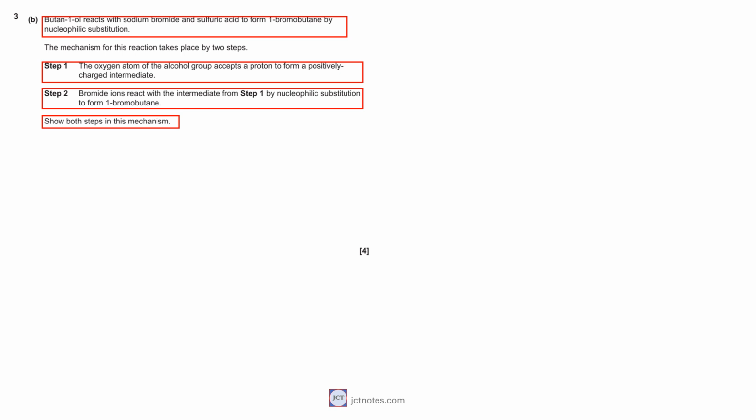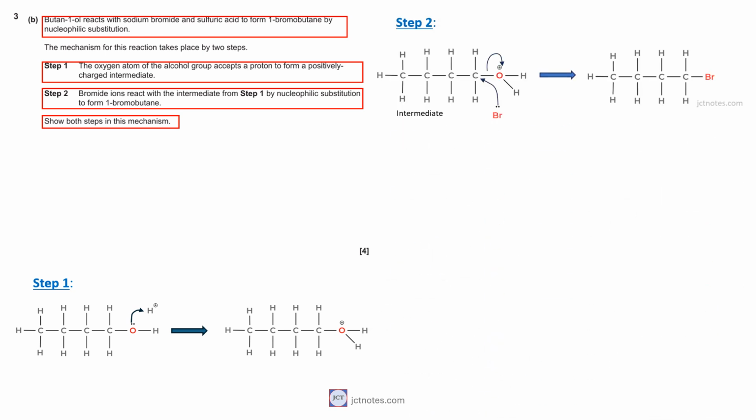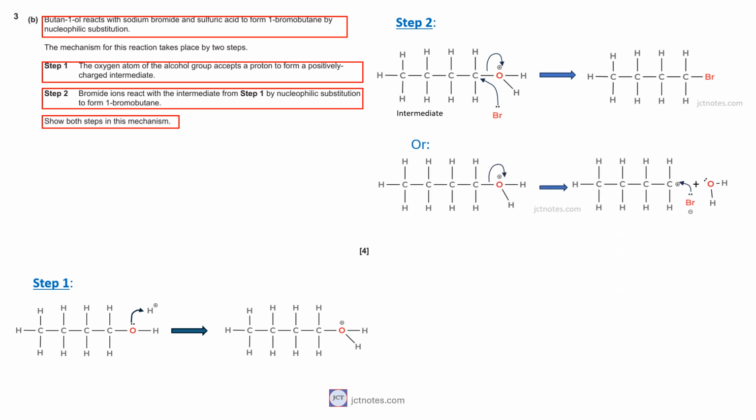With the information given it is very easy to draw the mechanism. In step 1, the lone pair of electrons is shared with a proton, creating a positively charged intermediate. In step 2, the marking scheme allows two possible options. In the first option, the bromide ion attacks the carbon and breaks the carbon-oxygen bond. In the second option, the carbon-oxygen bond is broken first and the bromide ion attacks the positively charged carbon.